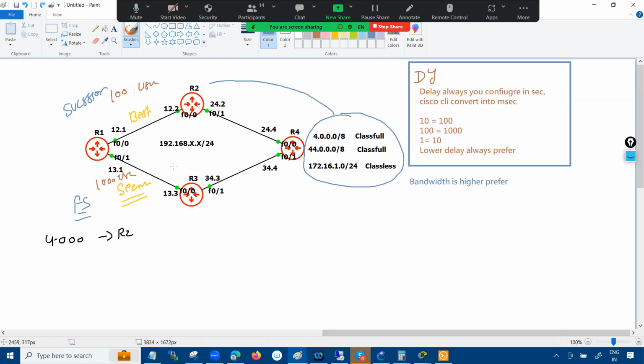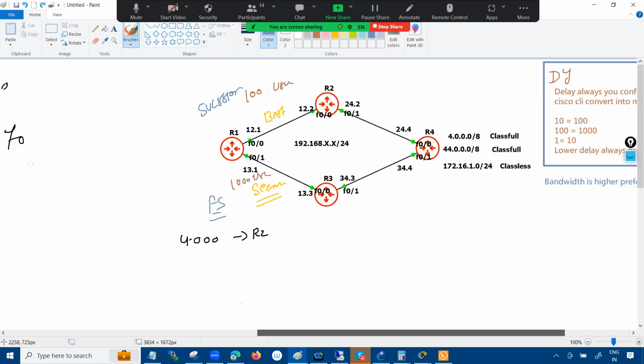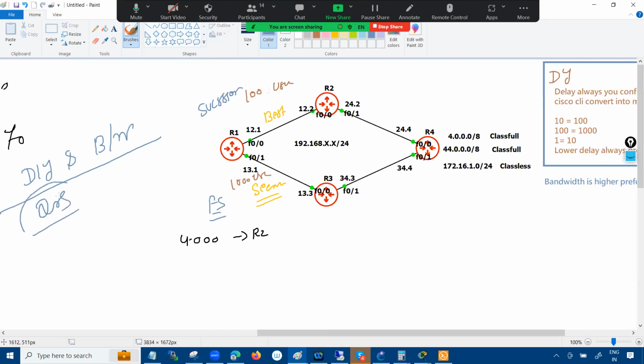The second problem is delay and bandwidth, right? Delay and bandwidth directly impact your quality of service as well. Quality of service is a very smart, advanced topic of the CCIE. Majorly, quality of service deals with four things. One is bandwidth. Second is delay. Third is jitter. And fourth is packet loss. So quality of service deals with all these four components.